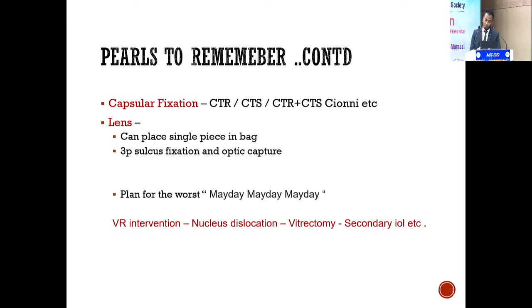And you have to plan for the worst that could happen. Keep a standby VR surgery ready. A nucleus dislocation can happen, requiring vitrectomy via the pars plana approach, and secondary IOLs. So keeping all these points in mind, we went ahead with the first surgery. This was my first surgery a few years back. So I'll just play the video.